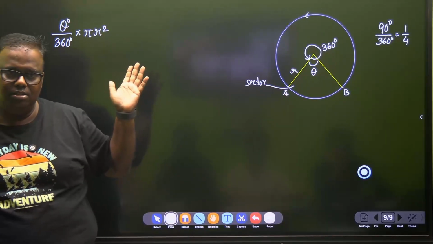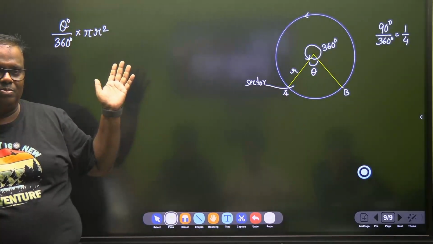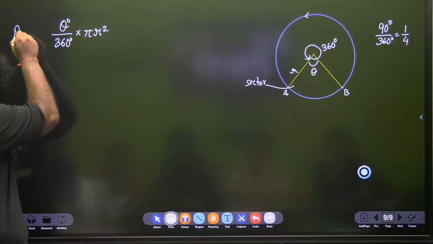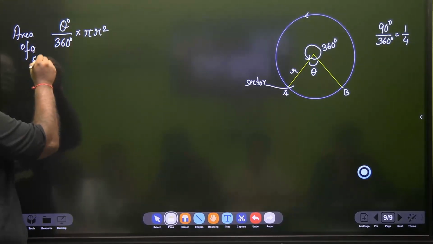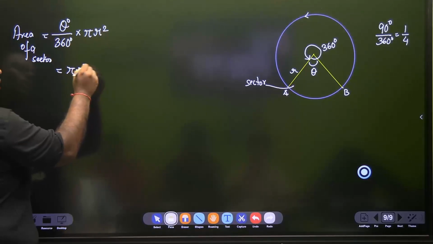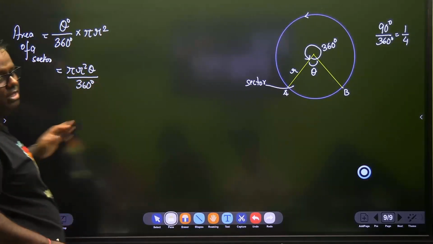समझ में आया? नहीं आया? बोलो. आया तो? Therefore, this is what is known as area of a sector. Area of a sector is given by pi r square theta by 360 degree. How the formula came? I just tried to explain you.